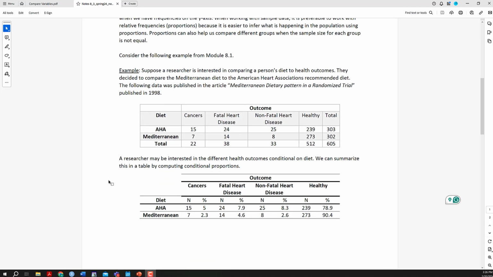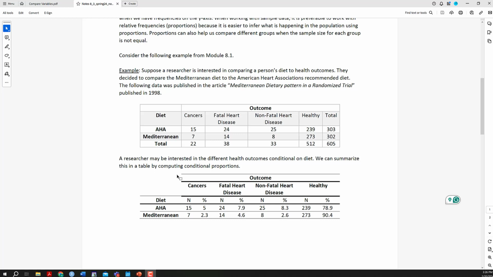And one thing that a researcher may be interested in is the different health outcomes conditional on diet. And in the notes, we talked about conditional proportions. So we're going to look here conditioning on the two different diets and then the proportion of the different health outcomes. And we can do that by summarizing in a table, computing those conditional proportions.